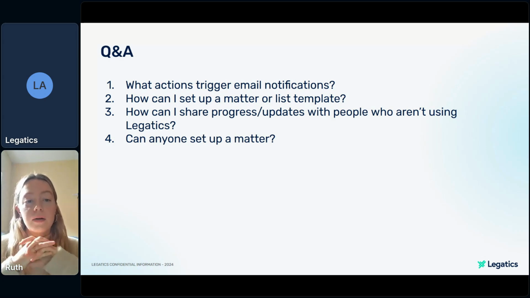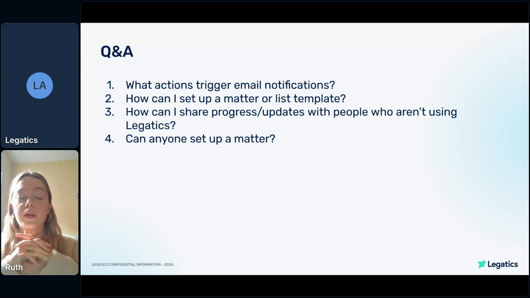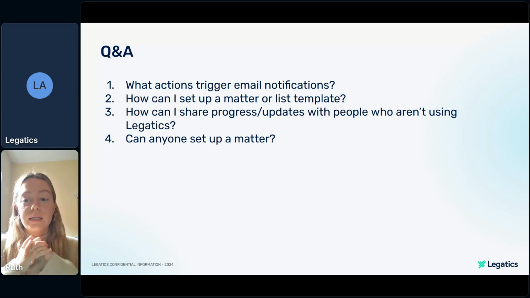Question number 3 is, how can I share progress or updates with people who aren't using Legatics? Legatics is very shareable. As we saw, you can add different role organizations and stakeholders. That's also how you add external parties. Those external parties don't have to have Legatics licenses themselves. They are covered within your license. So that is how you invite any external parties that you're working with.